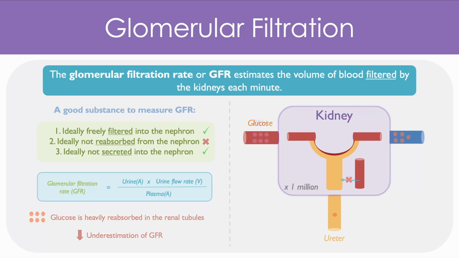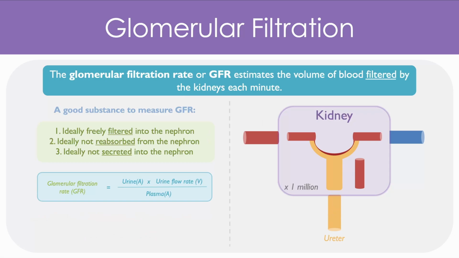If we take a look at the opposite extreme, PAH is a substance which is freely filtered into the kidneys. It's not reabsorbed, so there's no movement back into the blood, but it is heavily secreted, so molecules move from the peritubular vessels into the nephrons. As a consequence, you can see that we now have a lot more PAH in the renal tubules compared to the amount which was originally filtered. So we started with around 6 molecules in the blood, but we end up with 11 molecules moving into the urine. This would give us a severe overestimation of the GFR.